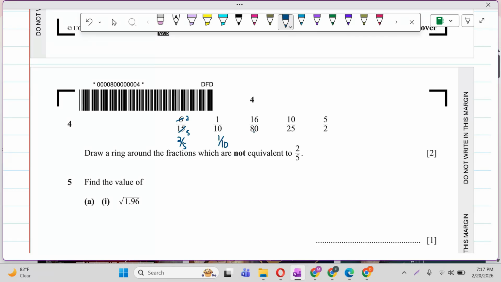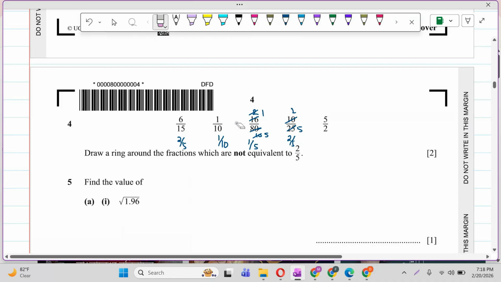Okay, 16/80. 8 2s are 16 and 8 10s are 80. So this one is 2/10. It can be further simplified by 2 1s are 2 and 2 5s are 10. So this one is 1/5. Similarly, 10/25 can be simplified. 5 2s are 10 and 5 5s are 25. So we will have 2/5.